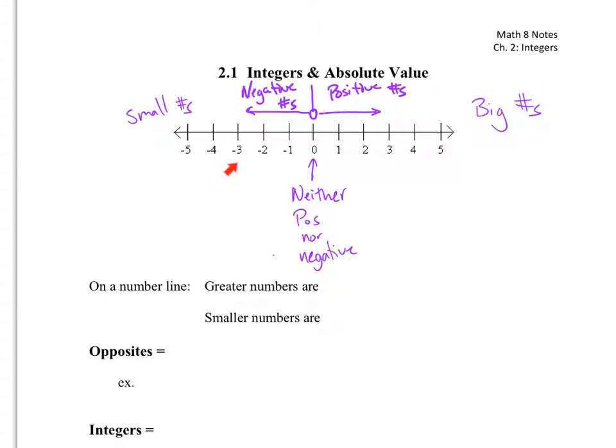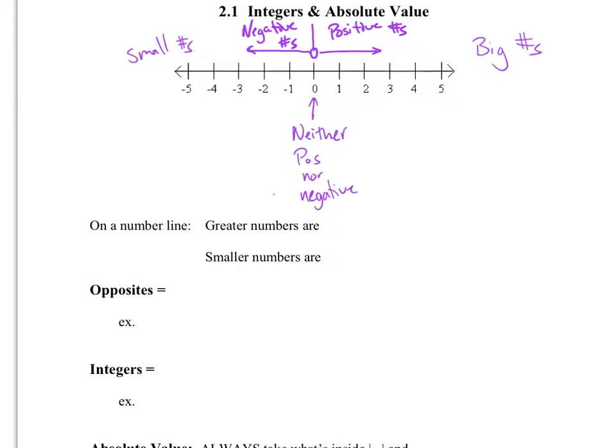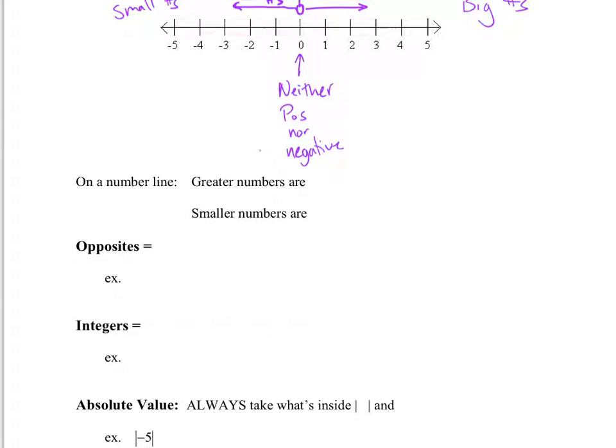It gets a little confusing with negative numbers. The negative 3 is actually bigger than a negative 4 because it's to the right. So as you go right on a number line, numbers get bigger. As you go left, numbers get smaller. So if we go down on a number line here, some wrap up thoughts about number lines. On a number line, greater numbers are always on the right, which would mean smaller numbers are always on the left.